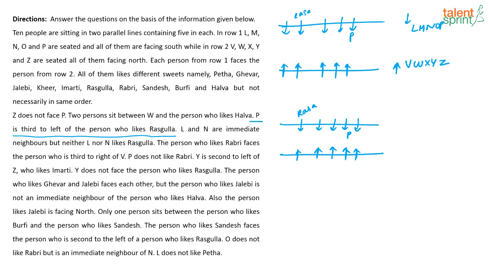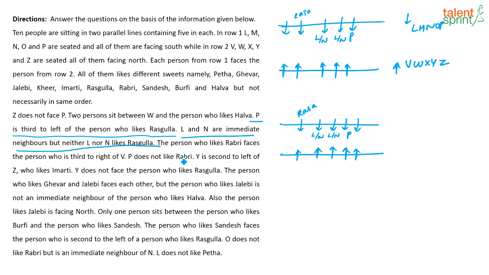Now let us read further. What is given? L and N are immediate neighbors, but neither L nor N likes Rasagulla. So L and N can't come here, because they don't like Rasagulla. And L and N are also neighbors. So where should L and N come? They have to be here. In this case also, L and N have to be here.